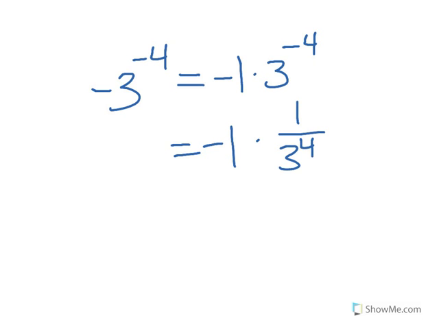3 to the 4th power is 3 times 3 times 3 times 3, which is 3 times 3 is 9, 9 times 3 is 27, 27 times 3 is 81. So now I've got -1 times 1 over 81, and the result of that is -1 over 81.